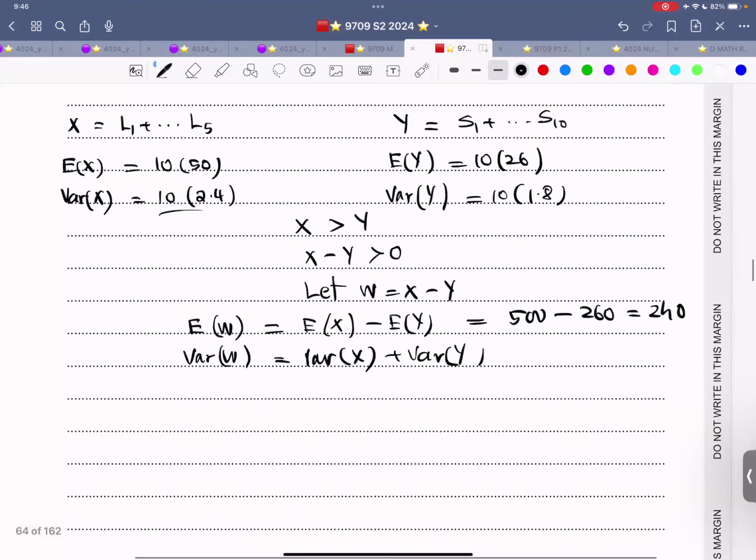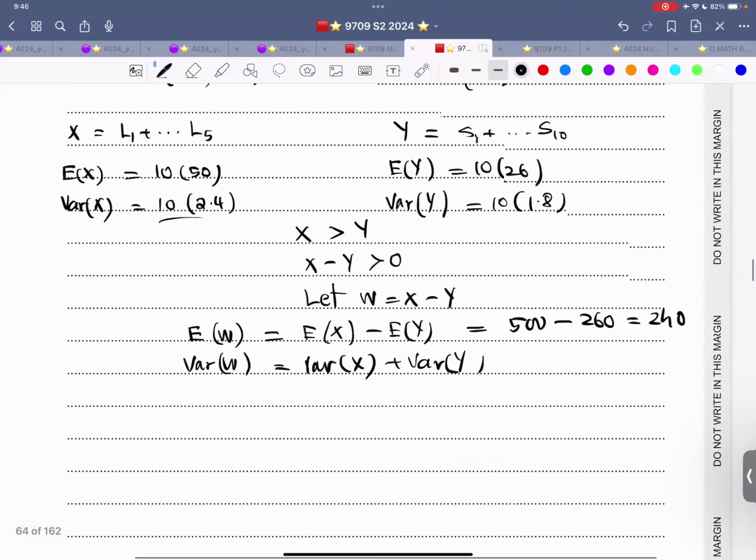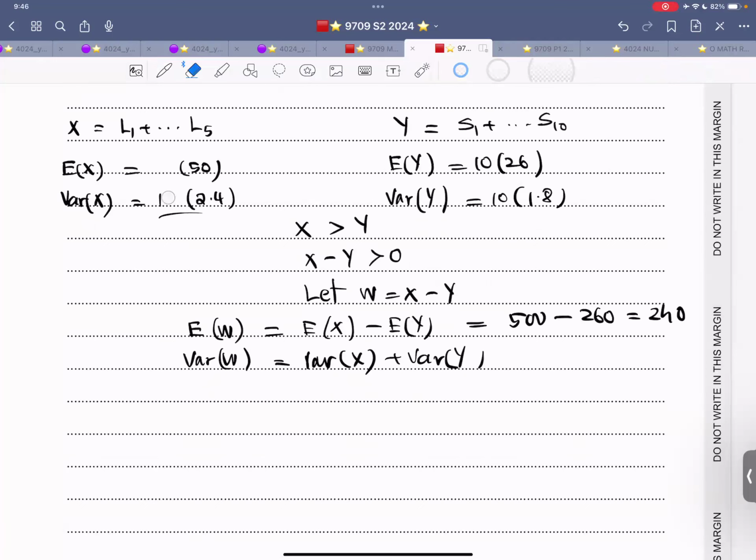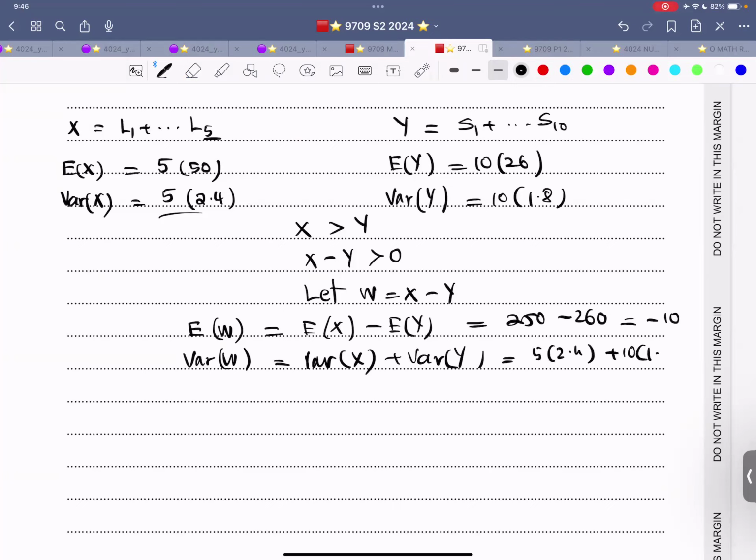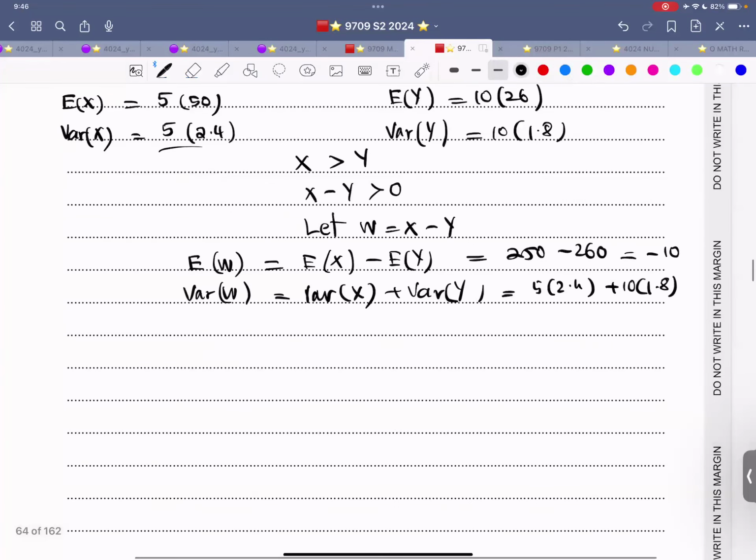And then what else do we have? That is 5, my bad. And let me just correct myself. So this is 5 large bags, that's 5. This is 5 into 50, it's 250 minus 260. That comes out to be negative 10. And variance is added. 5 into 2.4 plus 10 into 1.8, that is 12 plus 18. That comes out to be 30. So now W still follows a normal distribution, negative 10, 30.